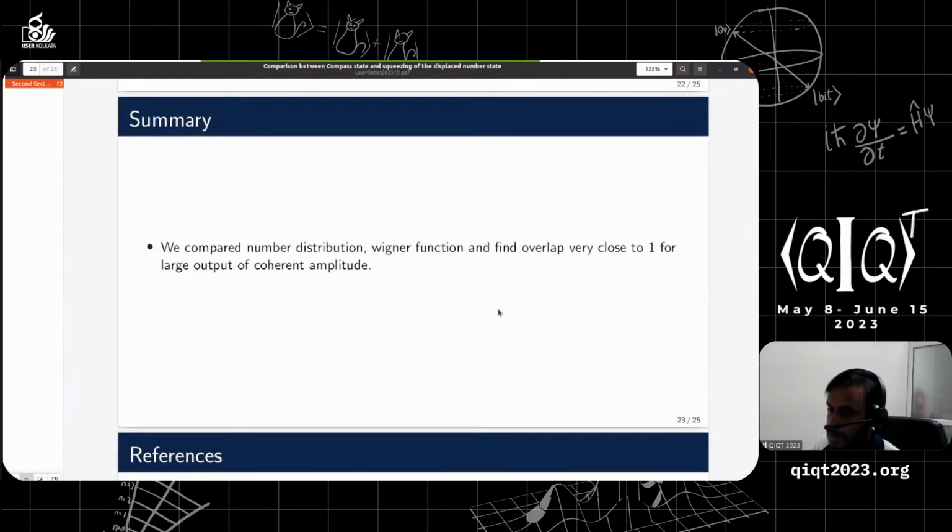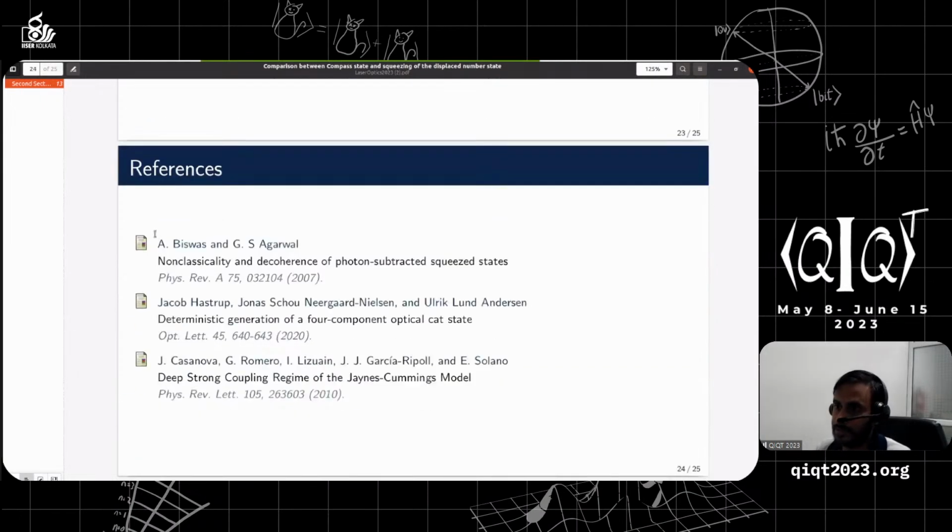So the summary of this: we compared the number distribution, Wigner function, and overlap, which shows that the overlap is very close between our second proposed state and the first type of proposed state for n equal to 1. For reference, the first is the work of Agarwal, which shows photon-subtracted squeezed state sources for preparation of the cat state. The other reference is a recent paper in 2020 that again showed compass state preparation using cat states, similar to Agarwal. Okay, thank you.